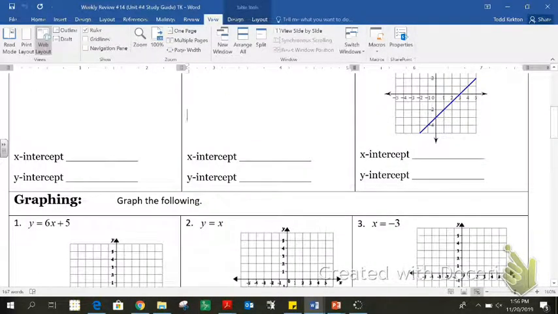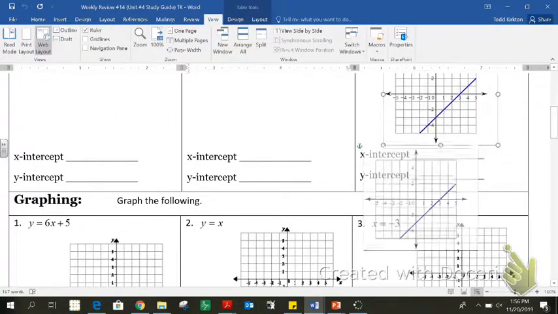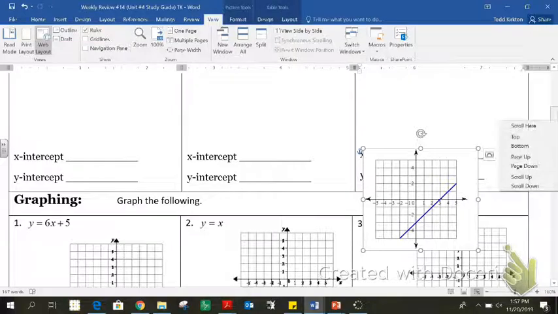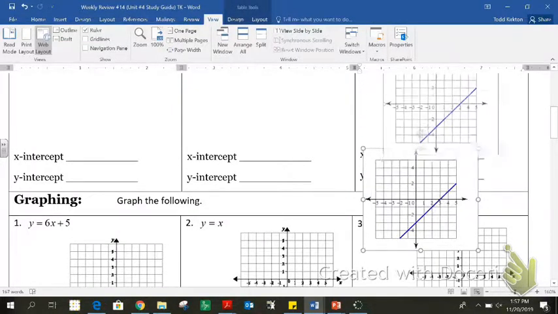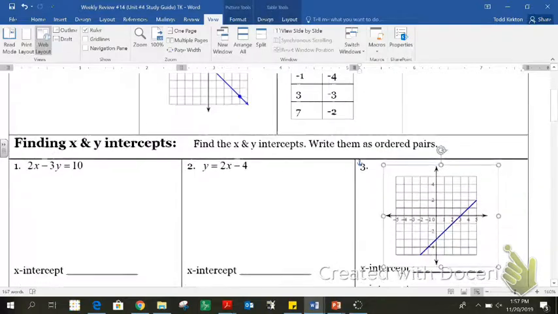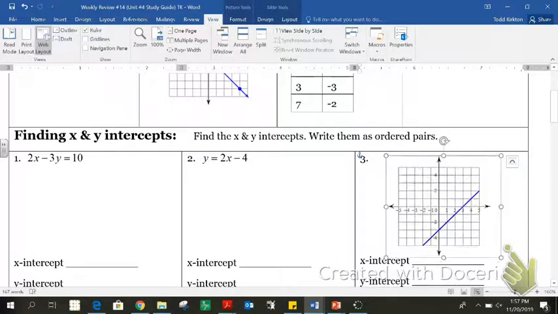Okay. Second part is finding intercepts. And it's easy if you have a picture. It's not as easy if you don't have a picture. So if you have a picture, just look for the x-intercept and the y-intercept and write them as coordinates. But if you don't, remember the x-intercept is where y is 0. The y-intercept is where x is 0.